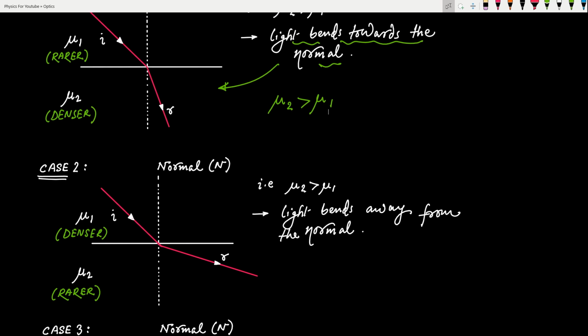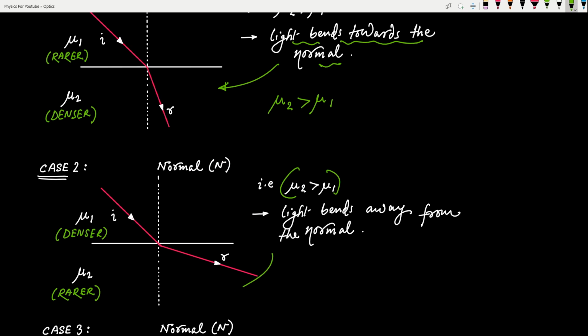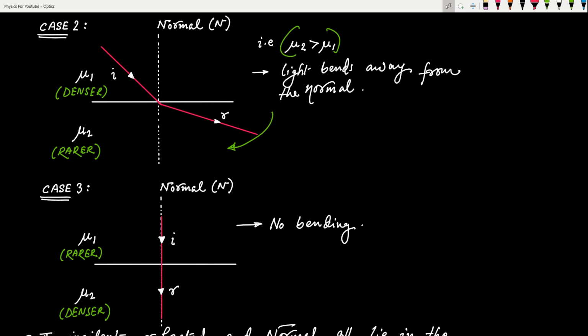Therefore, we can simply say that mu2 is greater than mu1, which signifies that mu2 is optically denser than mu1. So as you can see in the diagram, the ray moves away from the normal when light enters from denser to rarer medium. So simple as that. The third case is very simple.